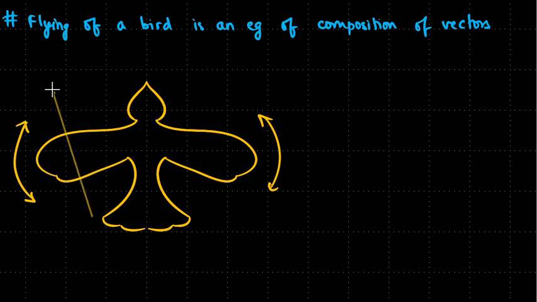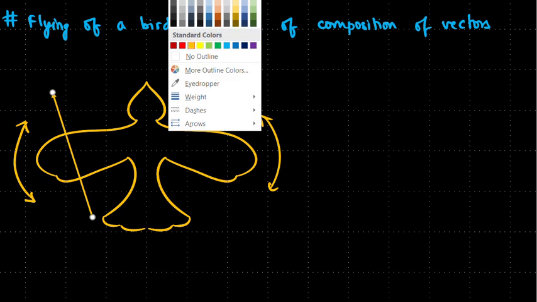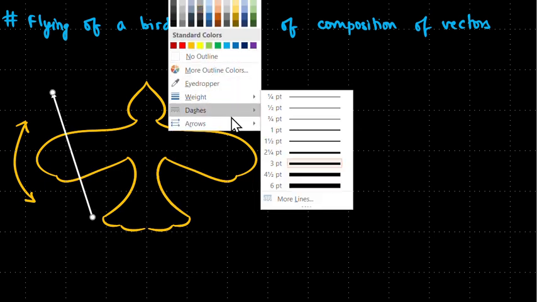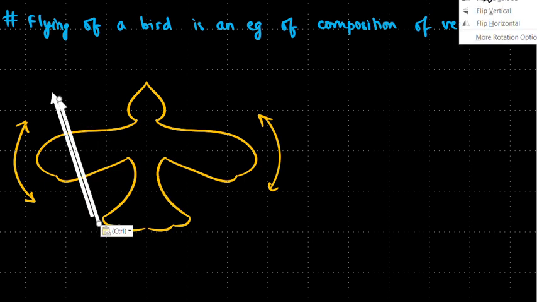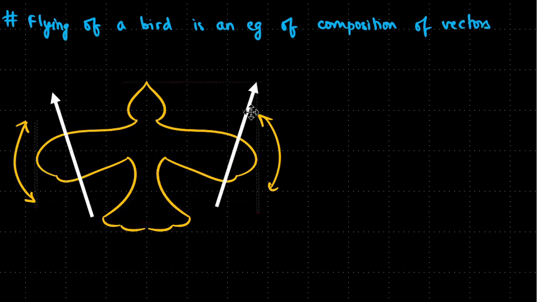So let's make these vectors. Let's make them white and thicker, and also copy that and rotate it, so make it like this. Each wing on its own is going to create an upward and forward motion. So it's going to create a forward motion and also an upward motion.